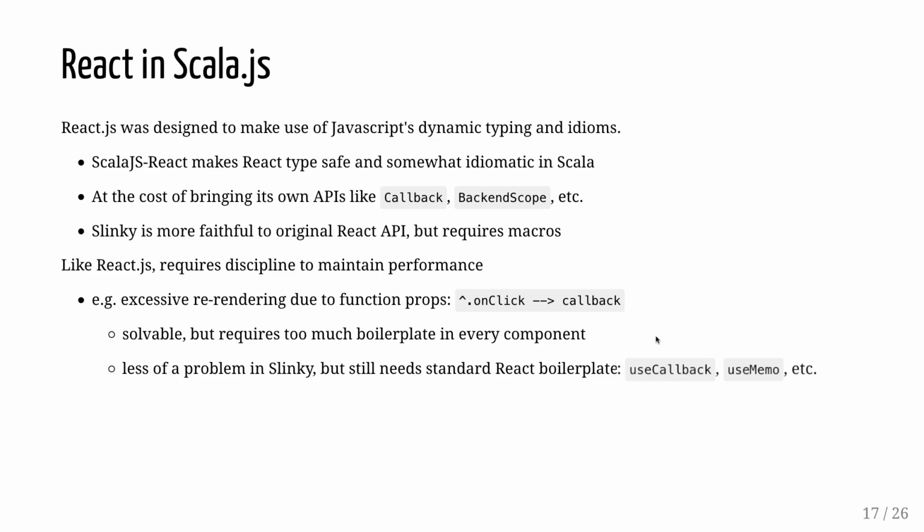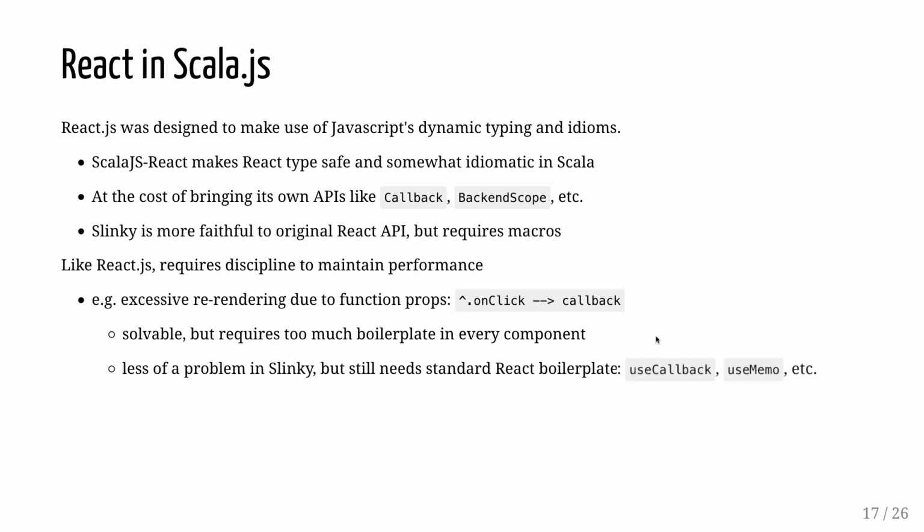Slinky, on the other hand, is another such interface library for React, which is more faithful to the original React API, but it does require some macros, and even though they're pretty straightforward, I personally don't really like invisible code. But it's still a good experience to use Slinky. These interface layers solve the type safety issue, so they let us use React.js from Scala, but they can't really solve the underlying architectural problems of React that I've complained about before.